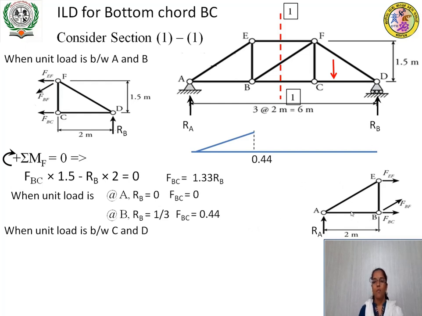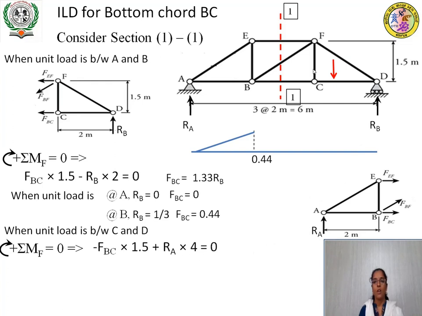Same thing. Apply sigma M. We have to find force in member BC. So apply it at F only. Then minus FBC, so moment of these two about F will be 0. So minus, it is inducing anticlockwise moment about F.